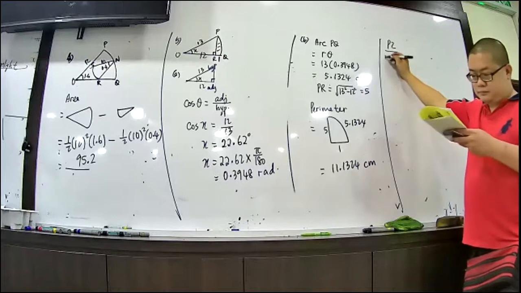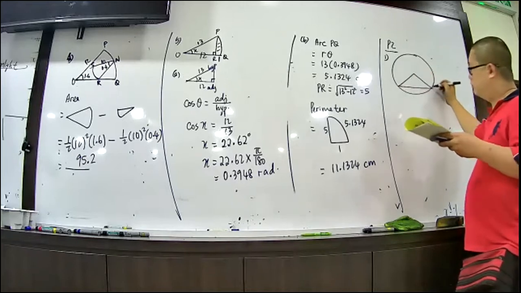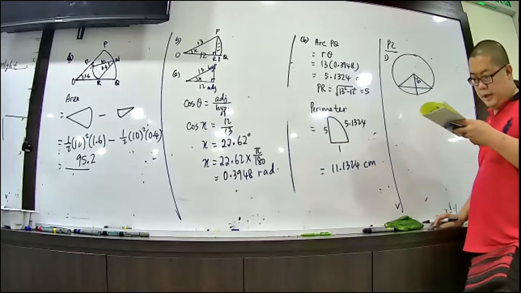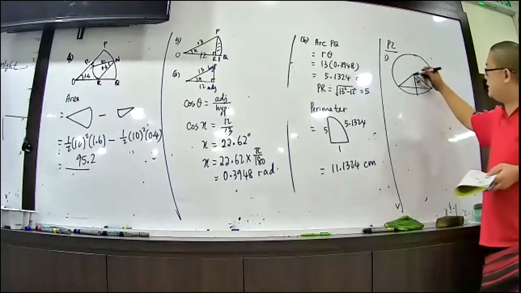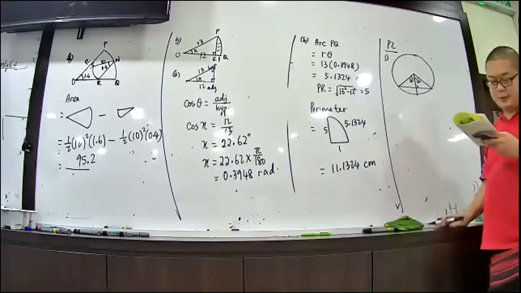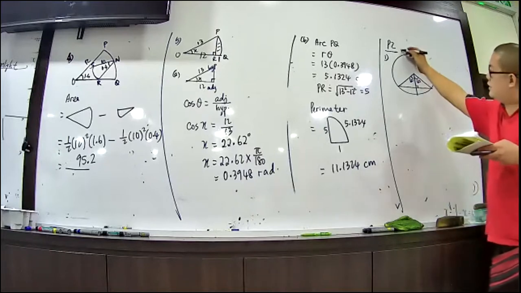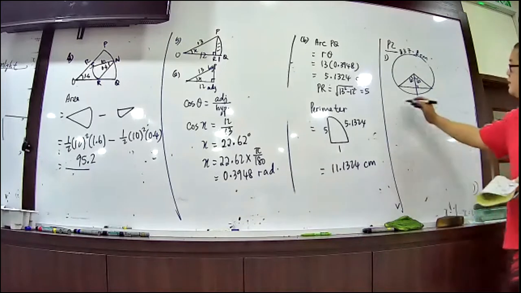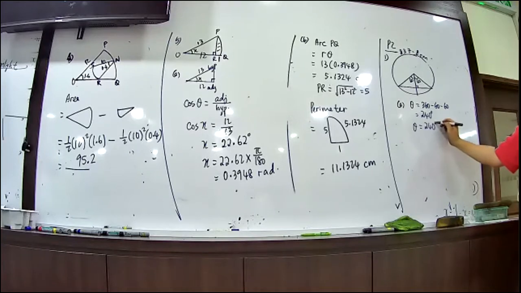Okay, paper 2. The diagram shows the circle, angle ADOC is equal to 60. D is the midpoint. So this one is 60, this one must be 60. Since D is the midpoint, this one must be 90, right? Now, it's given that the major arc is 837.8 cm. Find the value of theta. Theta is equal to 360 minus 60 minus 60, so you're getting 240.